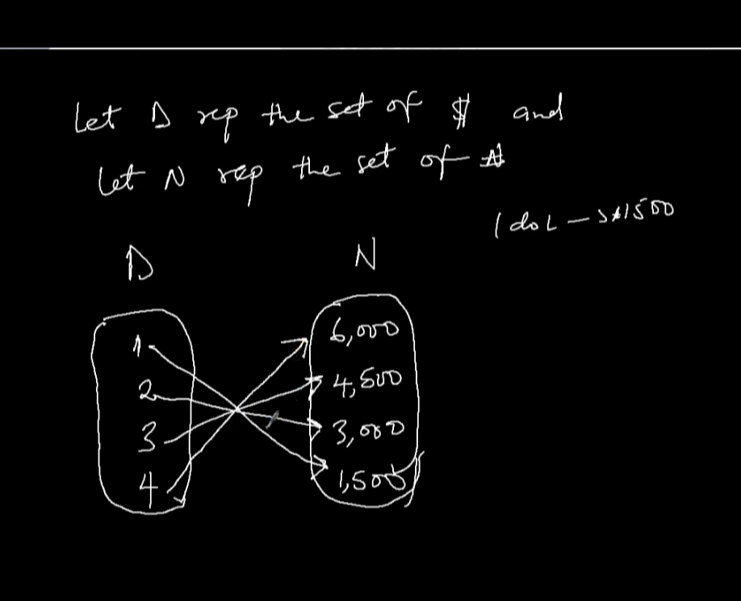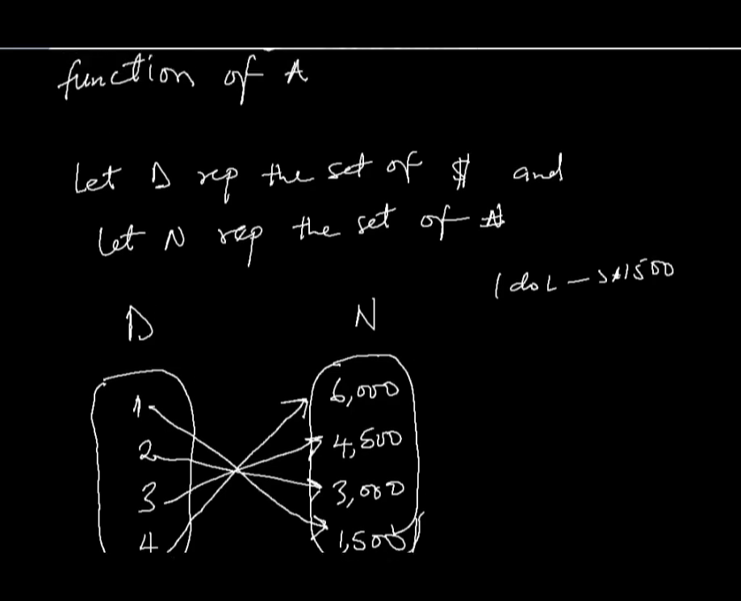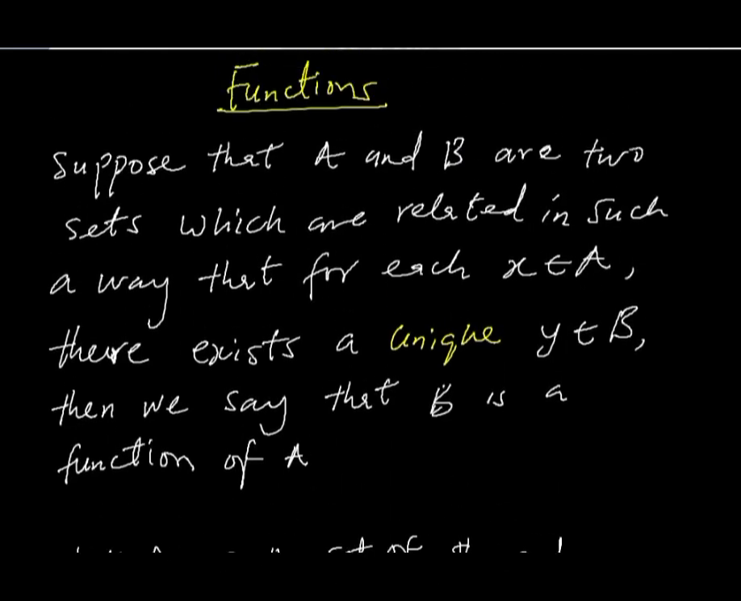Now notice here that no element in D can be paired to more than one element in N. It's like saying, for instance, that $2 is equal to 3,000 naira and 4,500 naira at the same time. It doesn't make sense. Later on in this tutorial, we'll talk more on the criteria that must be met before we say a relationship between two sets is a function. But for now, I hope that this explanation provides clarity to the concept of functions.